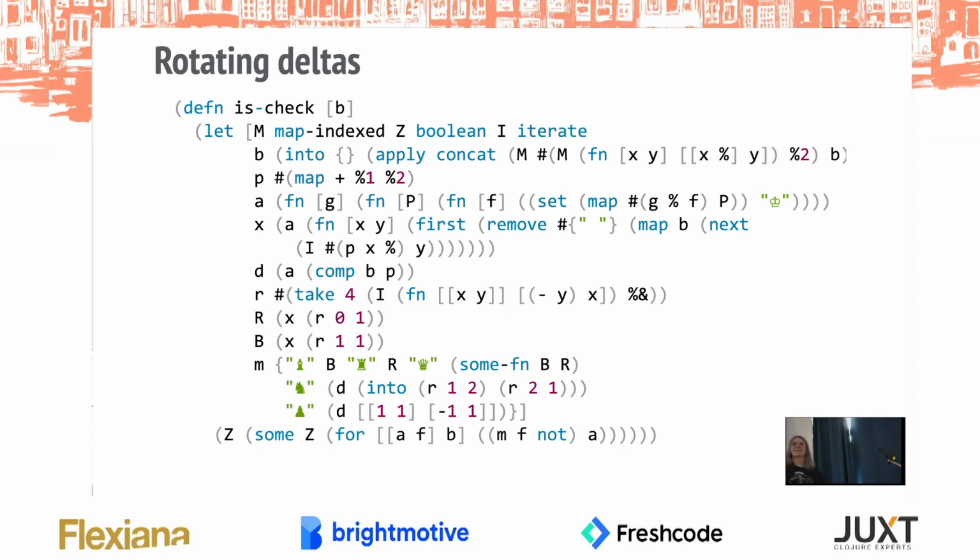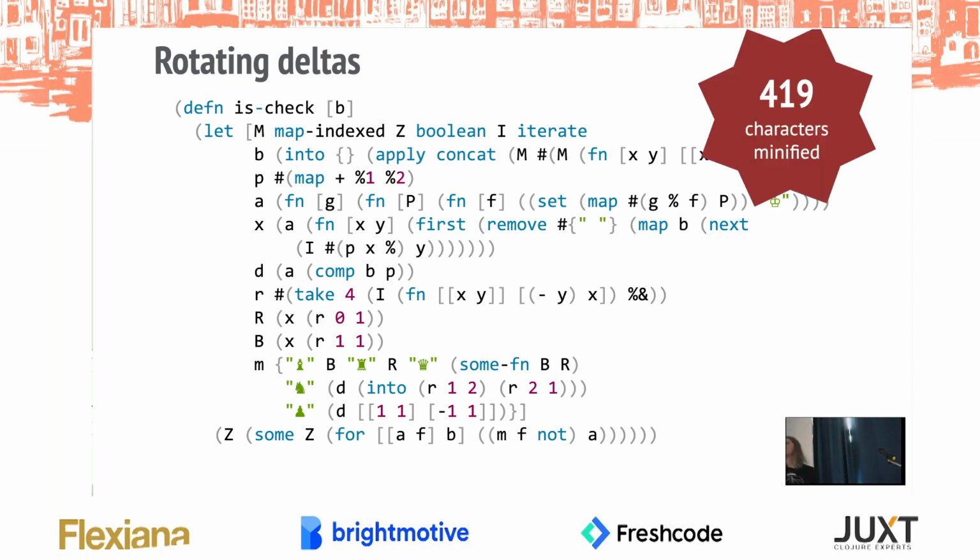Next thing, these long vectors here, we no longer need to spell them in full because we can write a function called R, which takes one coordinate and rotates it by 90 degrees. And we can now shorten the code even more.